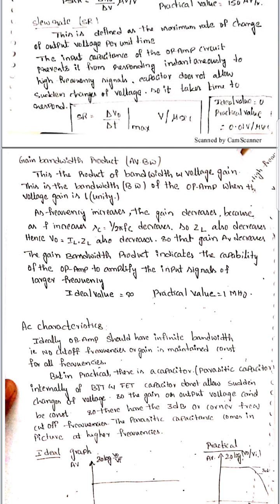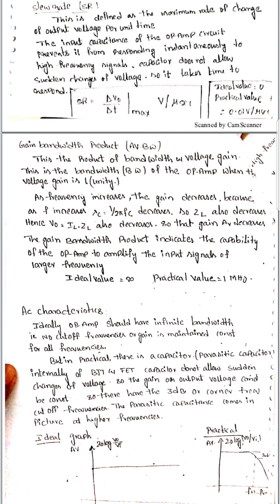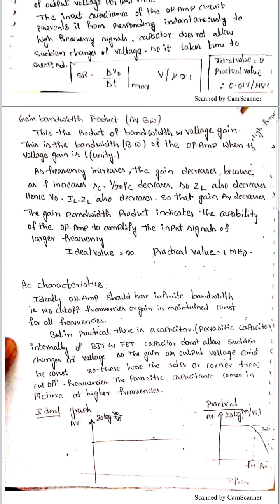Gain bandwidth product. This is the product of bandwidth and voltage gain. This is the bandwidth of the op amp when the voltage gain is unity. As frequency increases, the gain decreases. Capacitive reactance XC is equal to 1 by 2 pi fC, so it decreases. So ZL also decreases. Hence V0 is equal to IL into ZL also decreases, so that gain AV decreases.